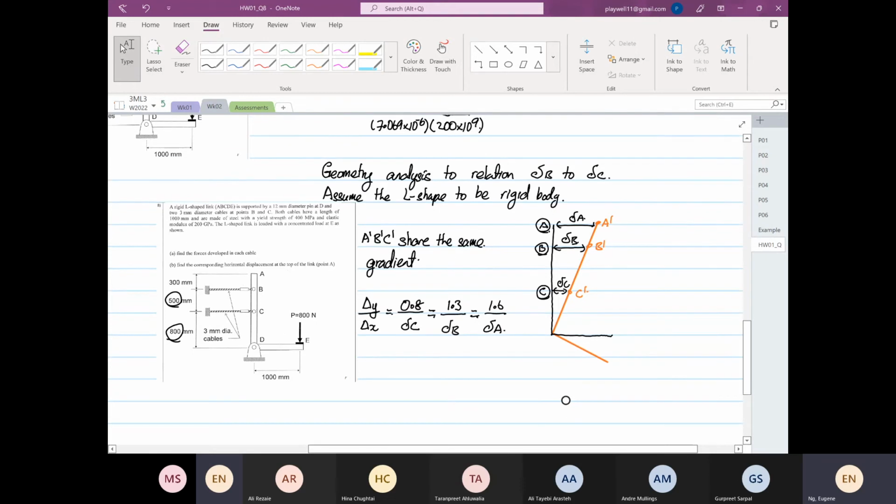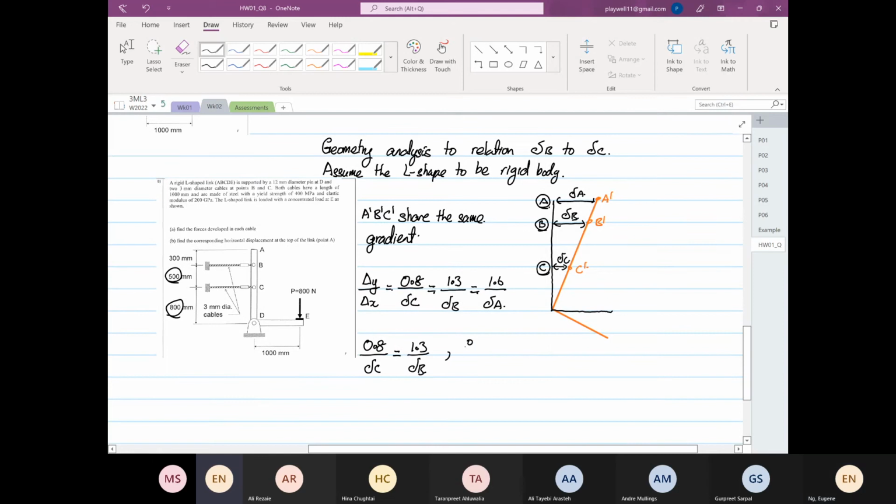So the expression we're going to use is 0.8 over delta C is equal to 1.3 over delta B. Okay. So therefore, delta B is equal to 1.3 divided by 0.8 delta C. Right? So this is equal to 1.3 divided by 0.8. It's 1.625 delta C. Okay. So we have 1.625 delta C. Anyone, any questions so far?